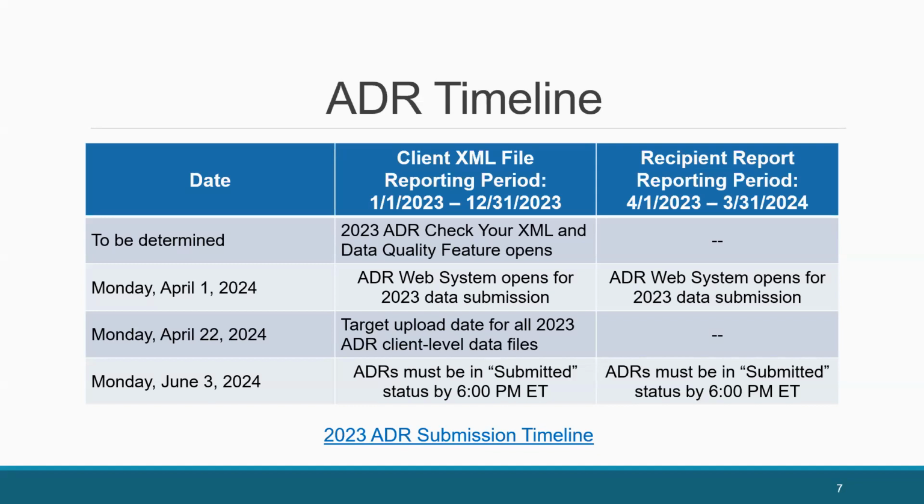And then on Monday, April 3rd, 2024, that's when the ADR system will officially open. So all of you can begin working on the recipient report and uploading your client level data. And then on Monday, April 22nd, 2024 is the target upload date for client level data files. So we do recommend that you upload your data so that you have enough time to review and update any data before the final submission deadline, which is on Monday, June 3rd, 2024 at 6 p.m. Eastern Time. So by this date, all ADRs should be in submitted status.